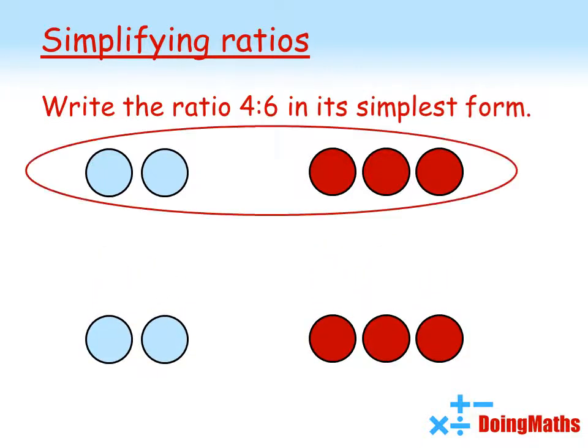So now let's look at the top group. We've got 2 blue and 3 red, which is exactly the same as the bottom group. So the ratio must be the same as 2 to 3. We've simplified it. We've made the numbers smaller.